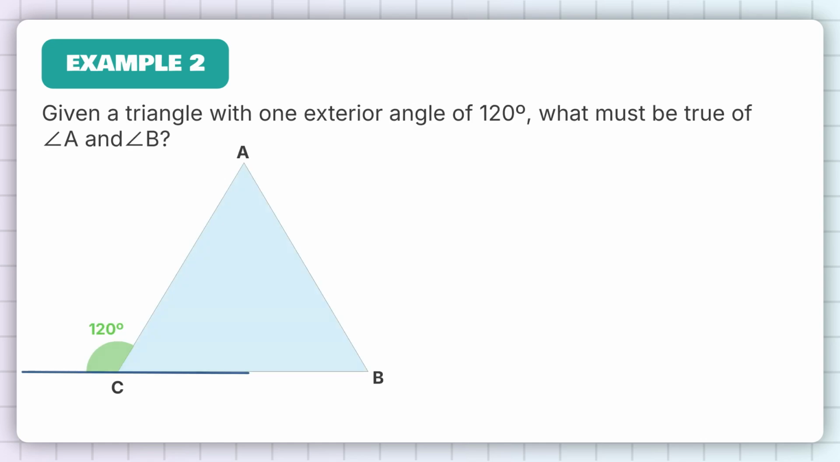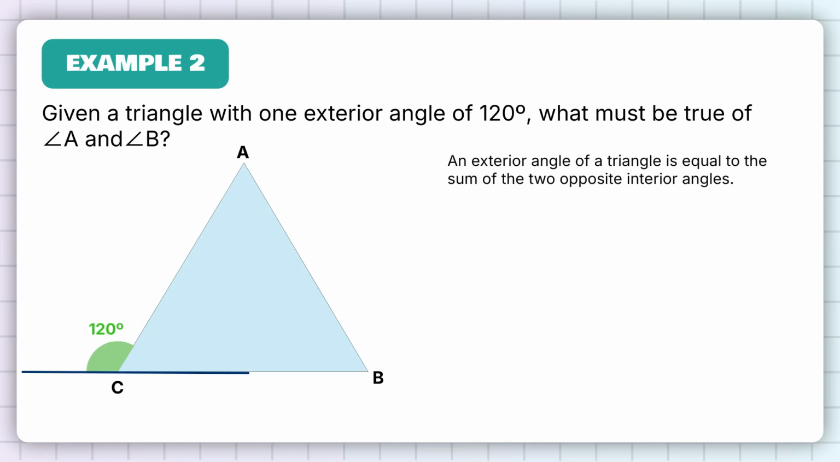Now let's look at how exterior angles work. Consider a triangle where one of the exterior angles is 120 degrees. We know that an exterior angle of a triangle is equal to the sum of the two opposite interior angles. Here, the exterior angle is 120 degrees. Therefore, the two interior angles opposite it must add up to 120 degrees.